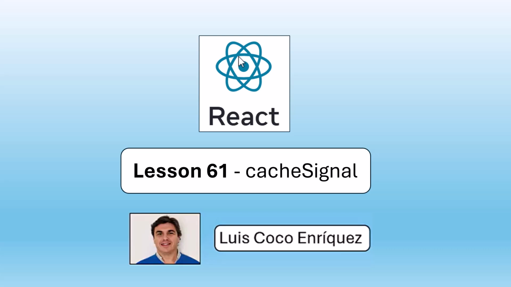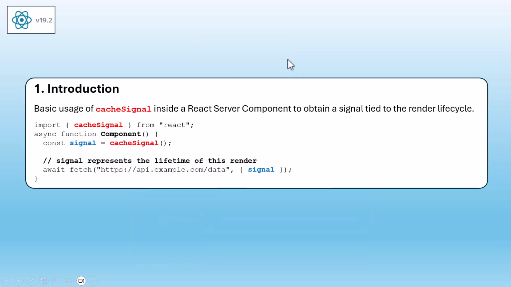Lesson 61, cacheSignal. 1. Introduction. In this lesson we are going to understand what cacheSignal is, why it exists, and how it fits into React server components. cacheSignal is a mechanism designed to let us know when the lifetime of a cached render is finished.